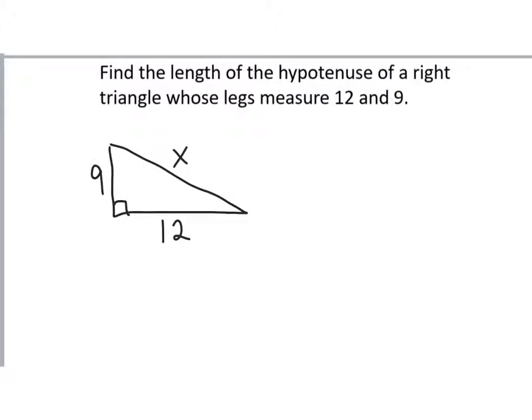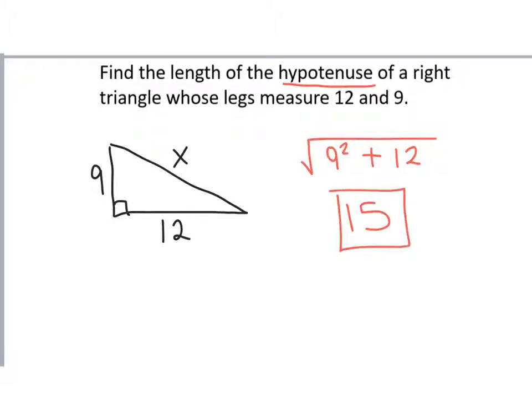Okay, now on this one I didn't really need to draw a picture because I know what to do inside my square root if I'm looking for a hypotenuse. If I'm looking for that, am I going to add or subtract? For hypotenuse, I'm going to add. So I'm going to take my two numbers, my 9 and my 12, and do 9 squared plus 12 squared under that square root. So 9 squared plus 12 squared gives me exactly 15 for x.